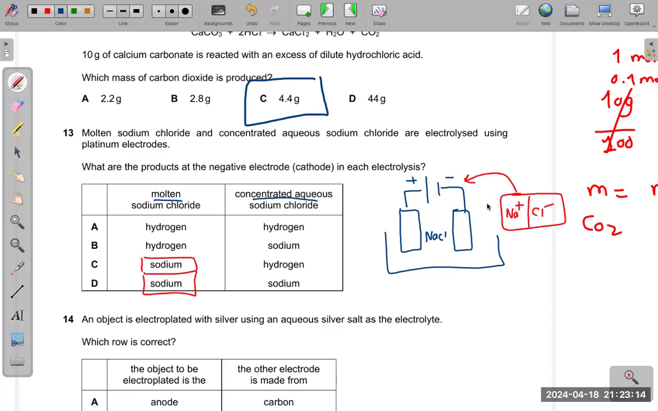In the case of molten, there is no water. It's only Na+ and Cl-, and Na goes to the minus, so it is sodium. But in the case of concentrated NaCl, there is Na+ and Cl-, and H+ and OH-. So there is Na and H. Which one goes to the negative? The less reactive or the more reactive? The less reactive one, which is the hydrogen. Sodium is more reactive than hydrogen, so the less reactive goes. So hydrogen is the one that's correct. So this means that our answer is C.